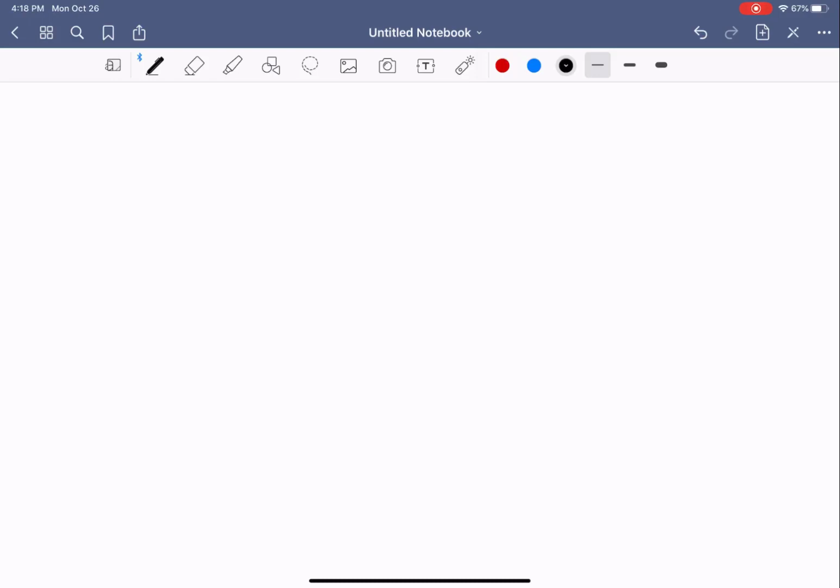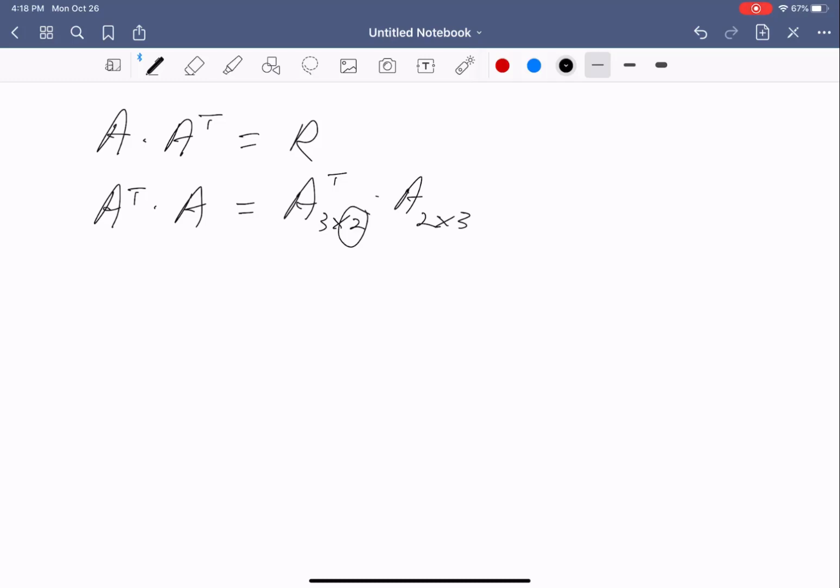All right. So when we multiply A times that, we get what we had before, R. But suppose we do A transpose times A. Then what we had was A transpose was a 3 by 2 times A, which was a 2 by 3. So now we get a matrix that's got to be 3 by 3. And it's a matter of filling in how that works.